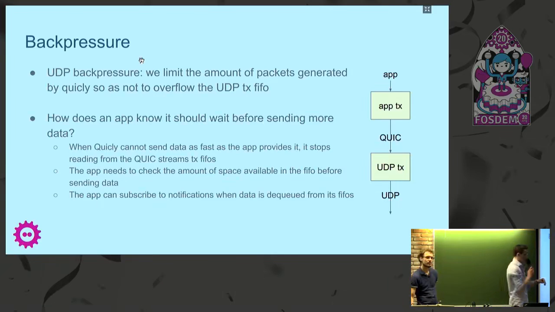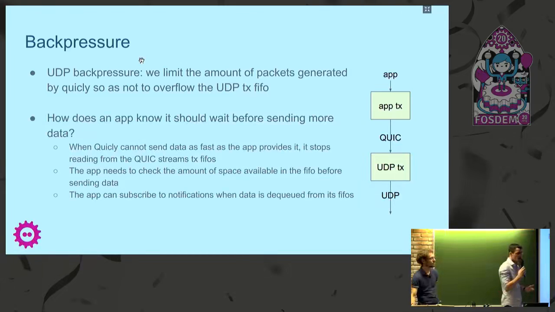And then from the application side, the back pressure just comes from the FIFOs, where Quickly will stop taking data from the stream FIFOs, and the applications need to check the space available in the FIFOs. And they will see that they don't have space left to send data, and they will naturally stop sending data.